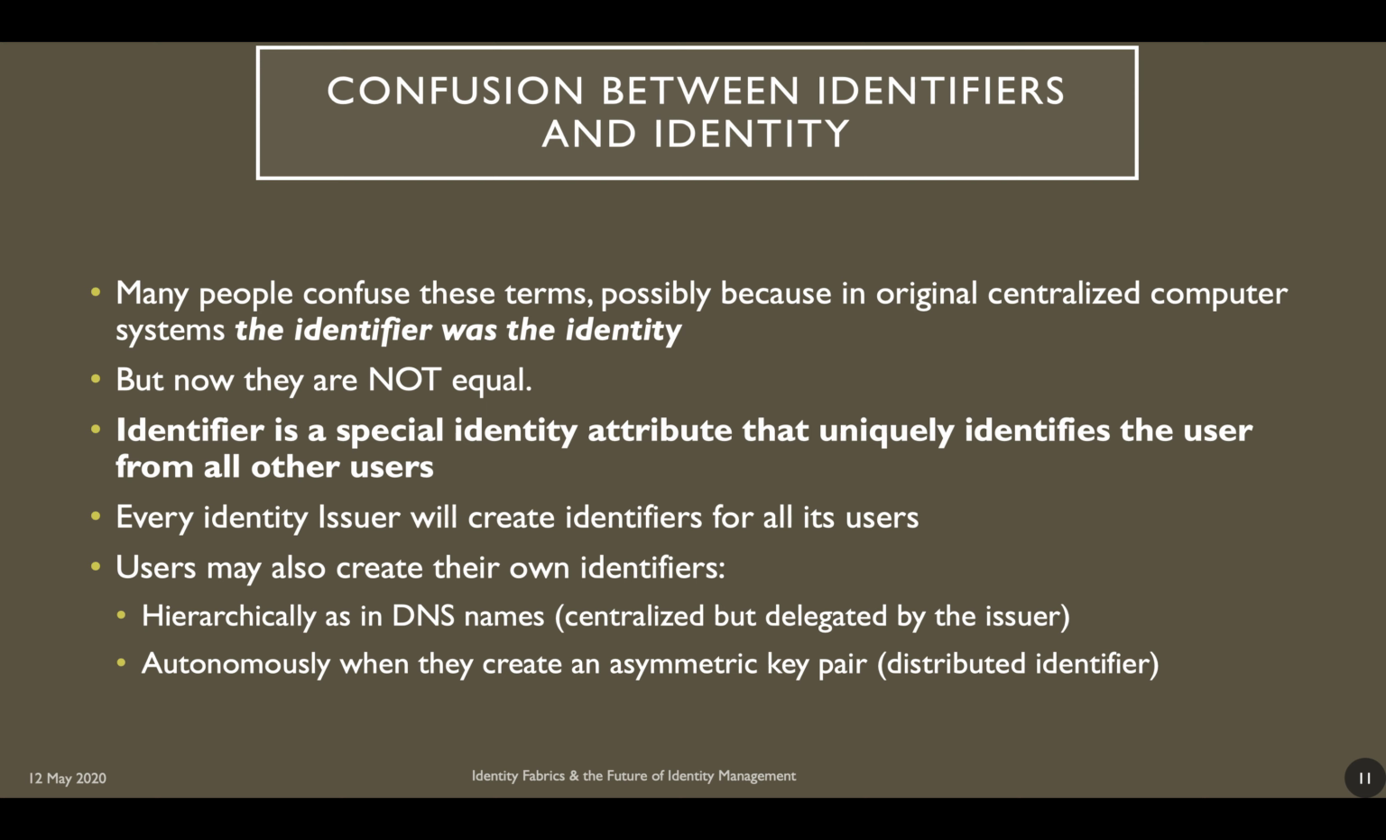So whilst every identity issuer creates identifiers for its own convenience, it doesn't necessarily have to make them available to you. Some systems actually allow you to participate in the creation of the identifiers for you. For example, in DNS names and email addresses, you actually create the last component yourself. Finally, users can create their own globally unique identifiers in a distributed manner. For example, when users create their asymmetric key pairs for PKI, then they're all independently creating their own unique identifiers.